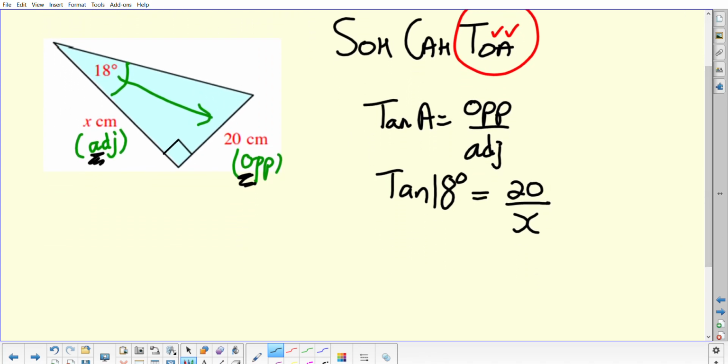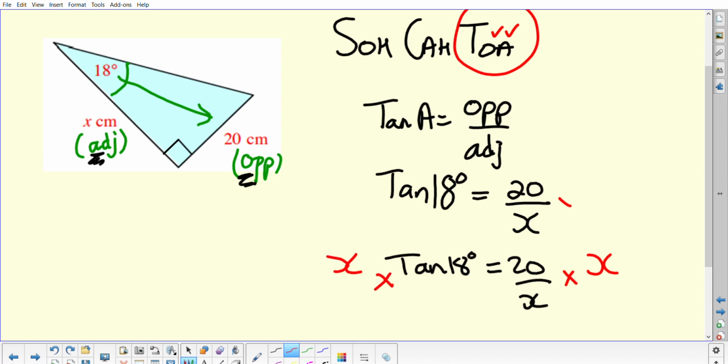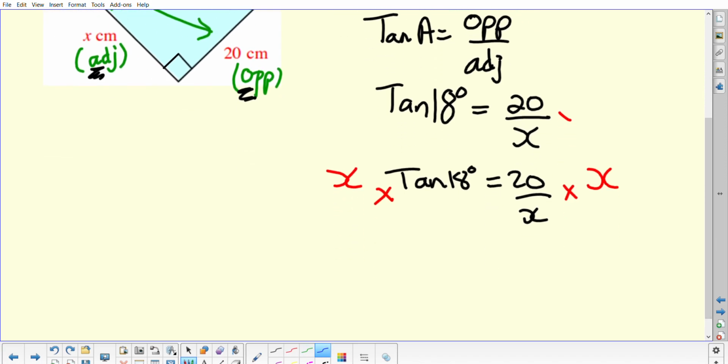Now I need to be able to get that x on its own, and clearly at the moment it's on the bottom of a fraction, so I need to remove the fraction, and the way to do that, I'm just going to write that line down again. So I've got tan 18 equals 20 over x. What I do on each side to get rid of the x from the bottom is I need to multiply. So it's a wee bit more complicated here. So when I multiply by x, it cancels out on that side. So now what I'm left with is x times by tan 18 equals 20.